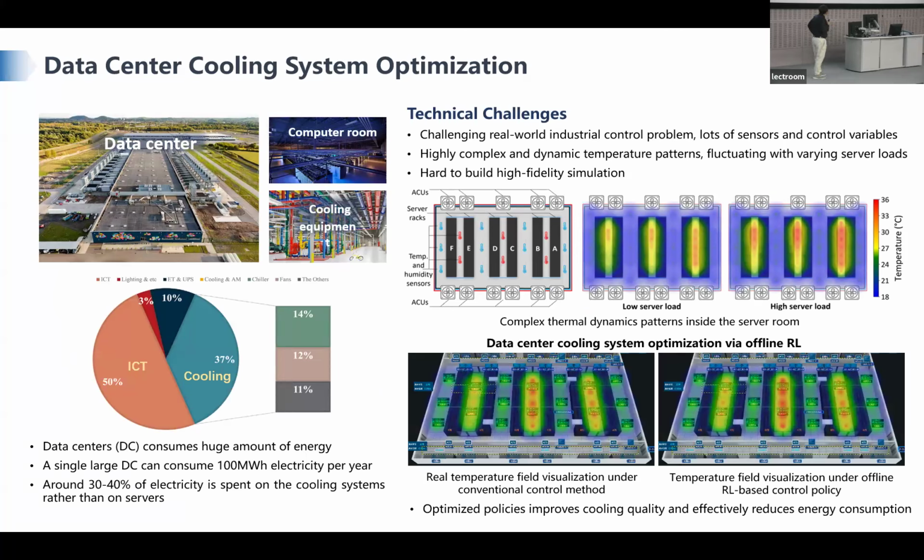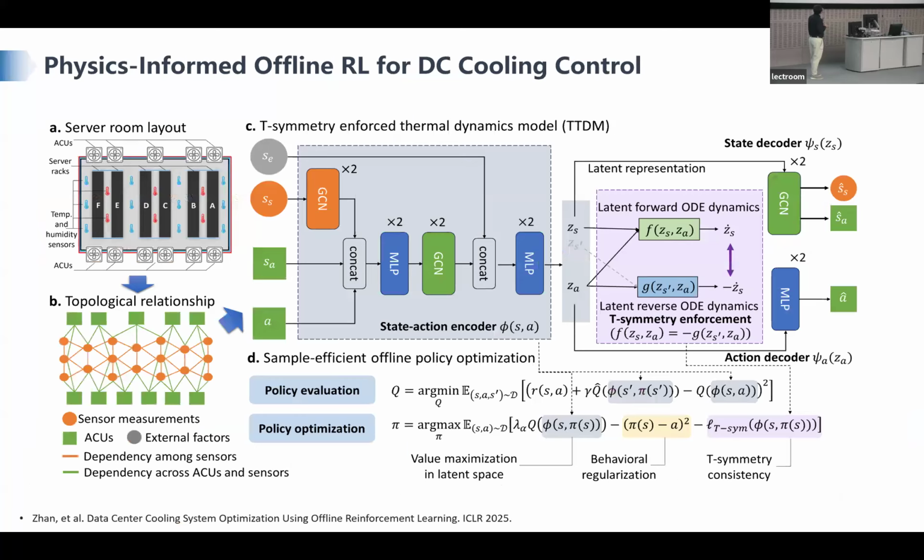So that's next. We actually use this type of method to solve another real world district control problem. This time we use offline RL to optimize the cooling system of data centers. The current data center industry is expanding rapidly, and a big data center consumes 100 megawatts of electricity every year. 30 to 40% of that is spent on the cooling systems rather than servers. And the problem is also very complex. We cannot do simulation, or simulation is very inaccurate. So we also use offline RL.